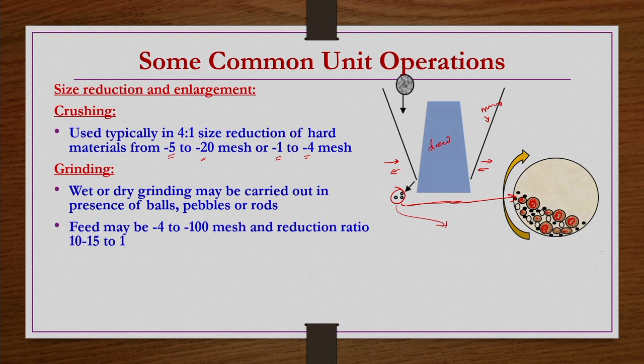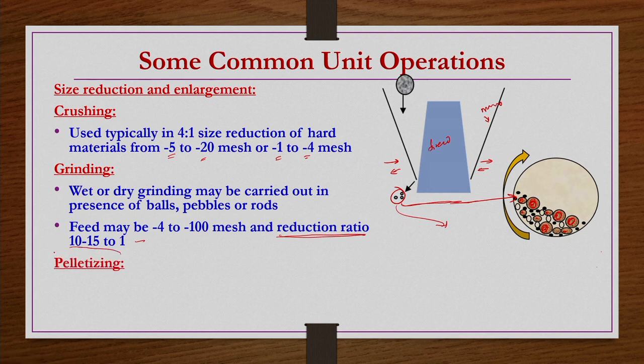Now here feed may be -4 to -100 mesh size, and the reduction ratio may be 10 to 15 to 1. Okay, reduction ratio is nothing but the feed size divided by the product size. Product size is obviously the smaller one compared to the feed size. Okay.